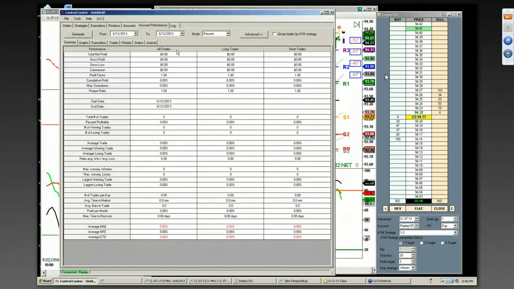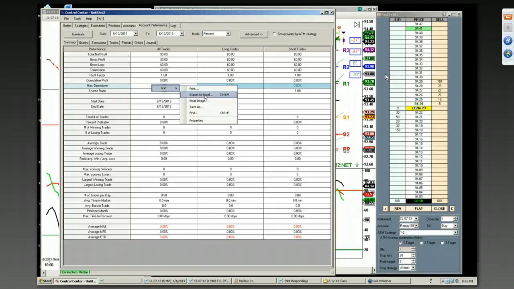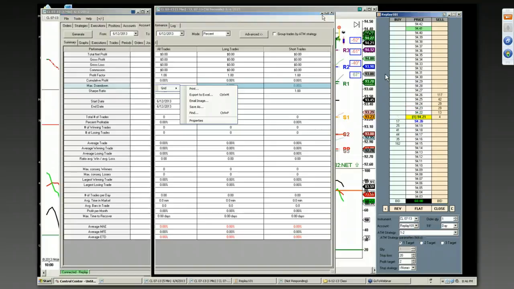Normally on your sim trades, they're going to be there, and all you do is go to the trade list where all the trades will be listed. I'm going to do the summary right now. Then you right click the grid and just say export to Excel, and it'll put it on an Excel spreadsheet if you're running Excel on your trading machine.